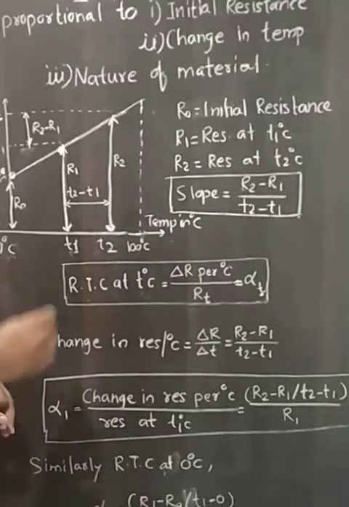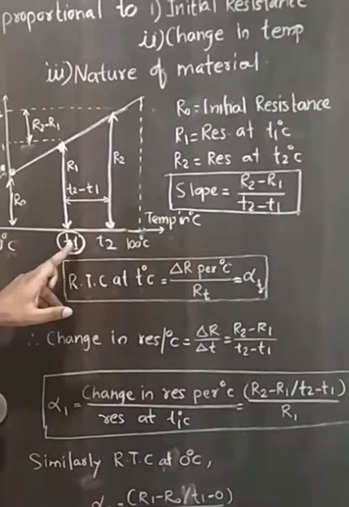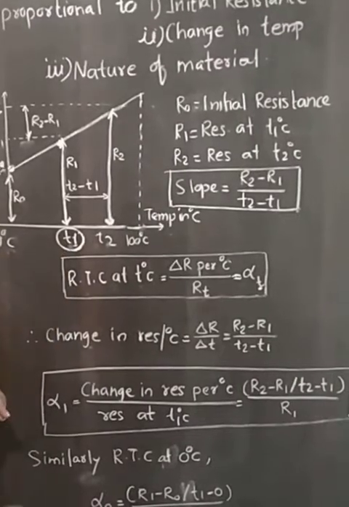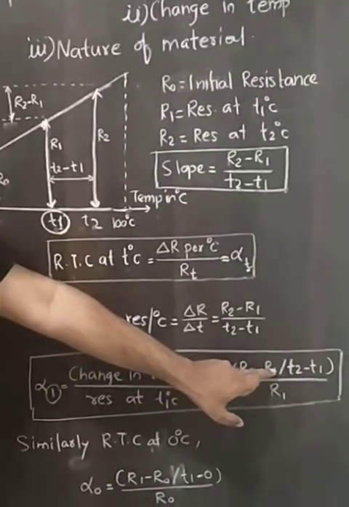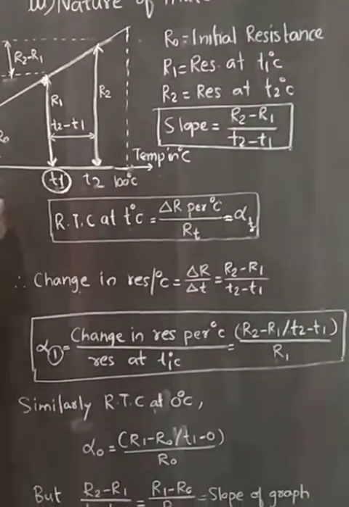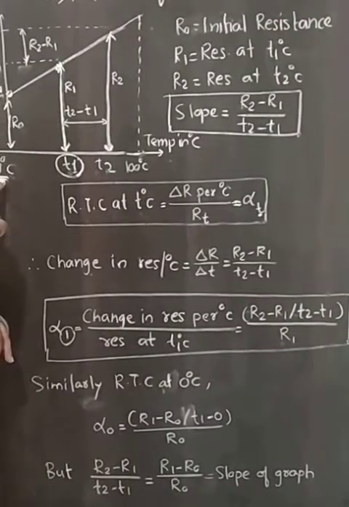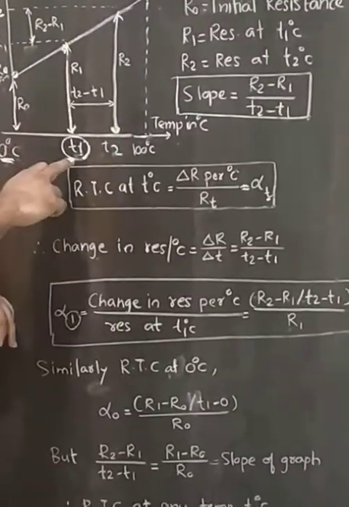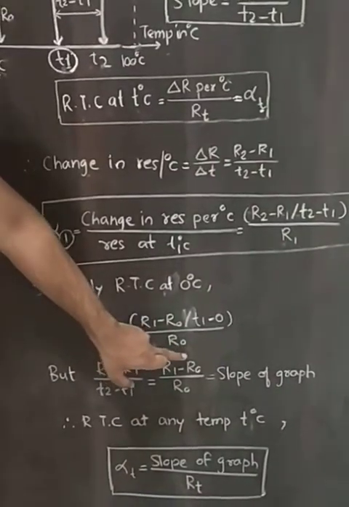So if you want to find RTC at temperature T1, when temperature changes from T1 to T2, then RTC at temperature T1 is denoted by alpha 1, and alpha 1 is R2 minus R1 divided by T2 minus T1, divided by R1. Similarly, when temperature changes from 0 degree to T1 degree Celsius, we find RTC at 0 degree Celsius. So alpha 0 is R1 minus R0 divided by T1 minus 0, divided by the resistance at 0 degree Celsius, which is R0.